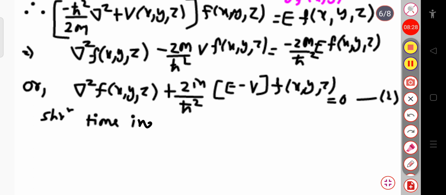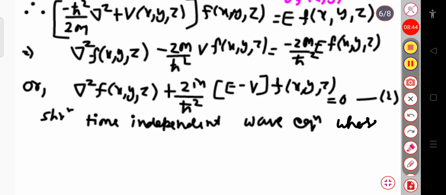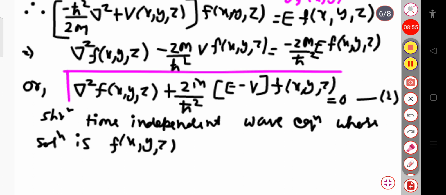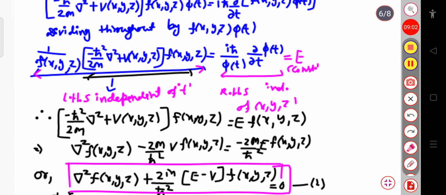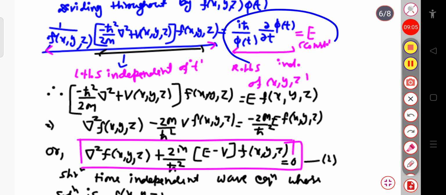This is your Schrodinger time independent equation or wave equation whose solution is f of x, y and z. This is known as the Schrodinger time independent equation because this equation doesn't contain any component of t. Now again we will see the right hand side term, and we will equate it to e.